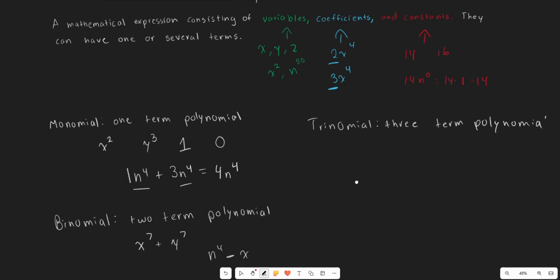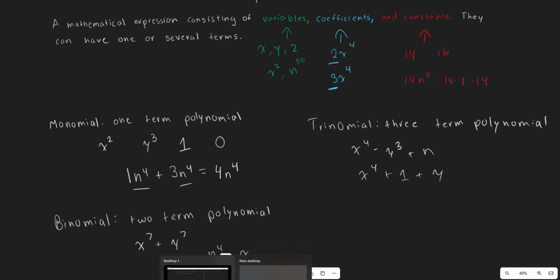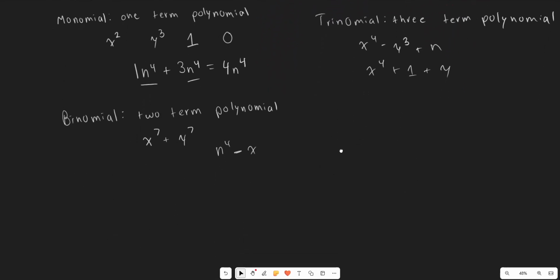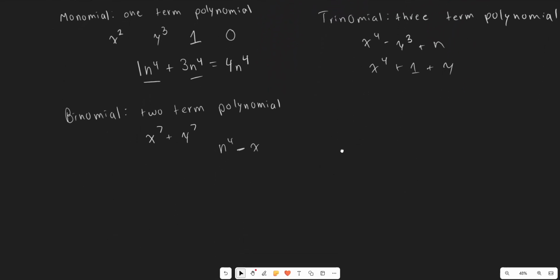So for example, I could have x^4 minus y^3 plus n. That's a trinomial. You can have x to the 4th plus 1 plus y. That's a trinomial. So yeah, a trinomial consists of 3 monomials, and a binomial consists of 2 monomials, and they're not like terms. Okay, so that so far seems pretty simple. It's just terminology, and you probably knew that.